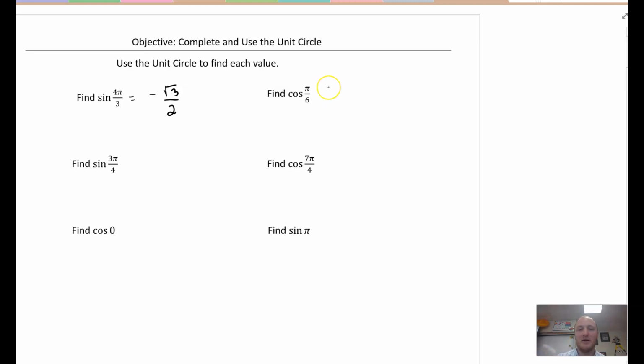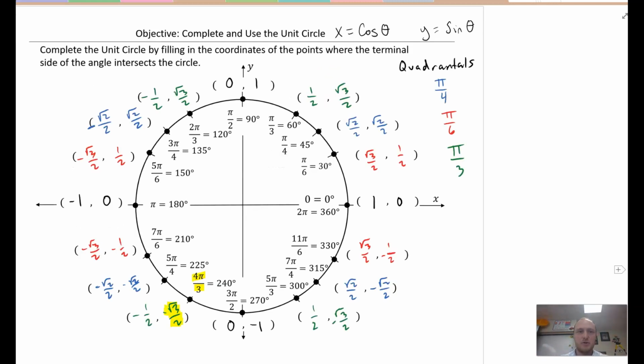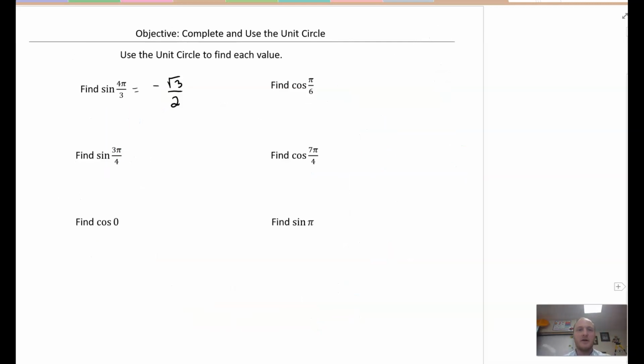Okay, cosine of pi over 6. Well, that's the x value at pi over 6. So I go to pi over 6. That's in my first quadrant, right? And I ask, what's the x value? Root 3 over 2. So I go back up here and say positive root 3 over 2. And that's it.